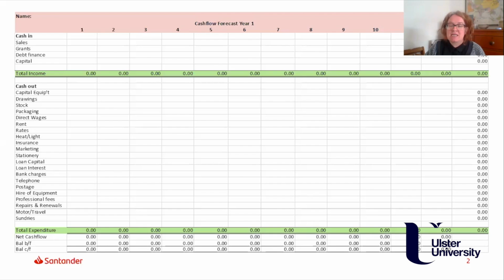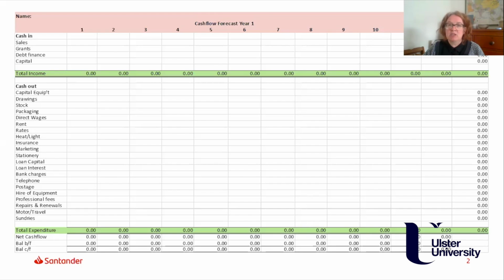We want you to get into the habit of looking at this template, which will have lots more figures in it by the time you finish with it, and use it as a tool to help you make decisions about your business. Don't see it as something that you only do when a funder asks you to complete one or when you're asked for one as part of your business plan. See your cash flow forecasting as an integral part of how you run and manage your business.